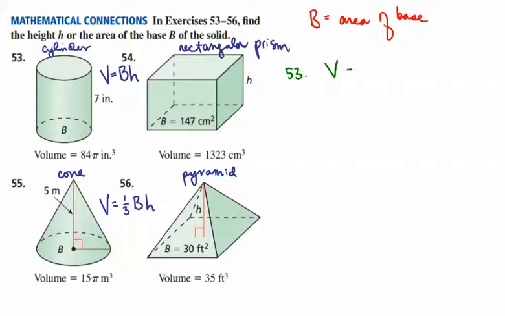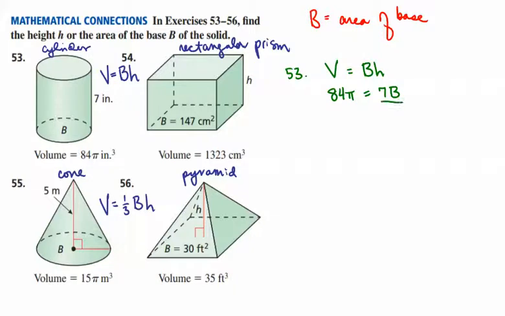The volume of the cylinder is equal to the area of the base times the height. We're going to be given two, and we're going to have to solve for one. Here we're given the volume, which is 84 pi. We're not given the base, but we are told that the height is 7. So the volume is equal to the area of the base times the height. So 84 pi is equal to B, capital B, times 7.